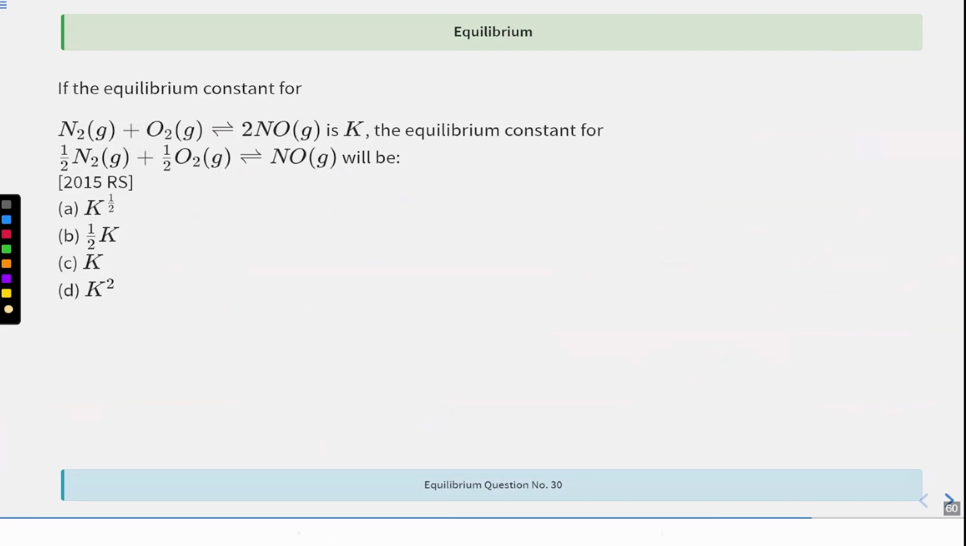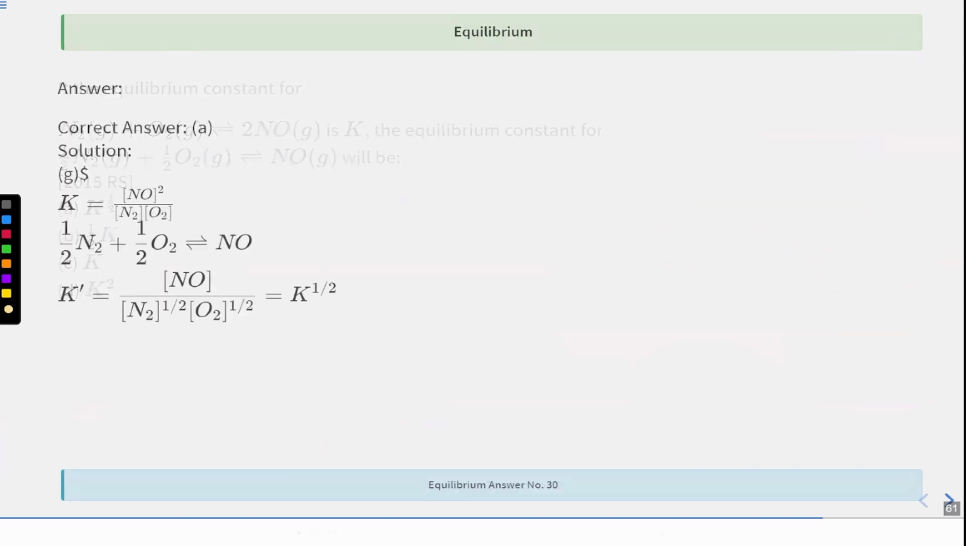This is the same form of the equation. What we are doing is reversing, then dividing. So you don't even have to calculate, you just have to tell what it's going to be.